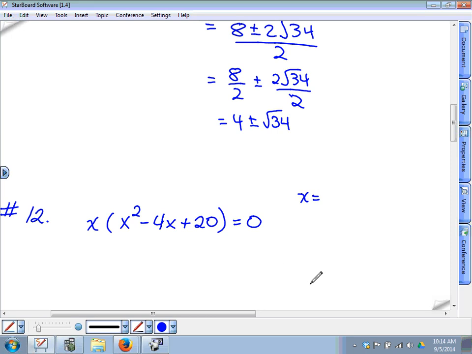So, let's do it. X equals the opposite of b, or negative b. So it's got to be positive 4, right? Because here it's negative, so we've got to do the opposite. So positive 4 plus or minus the square root of b squared, which is negative 4 squared. Negative 4 squared is 16 minus 4 times a times c. I'm going to let you guys take a minute. See how far you can get on that one.